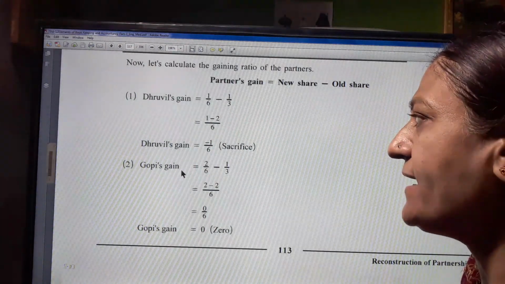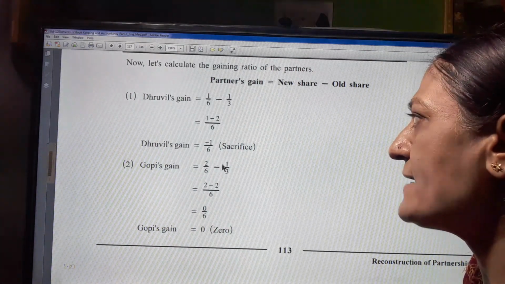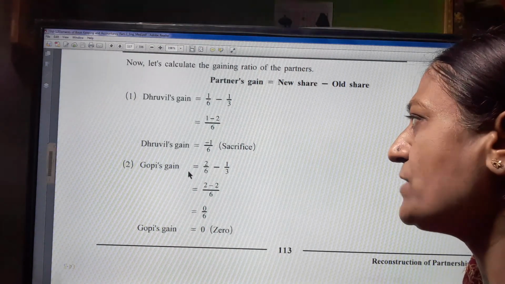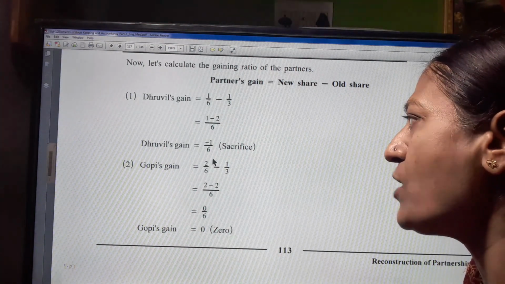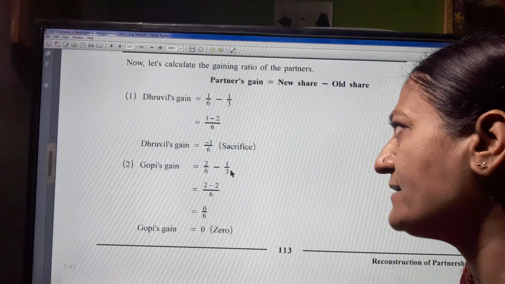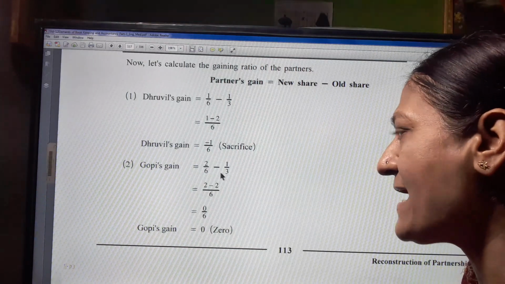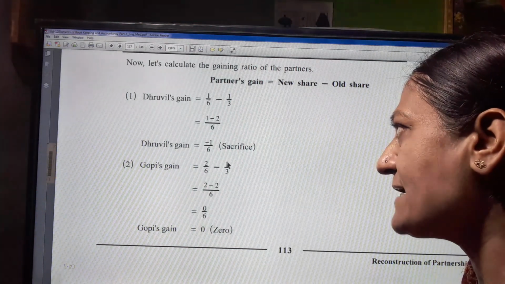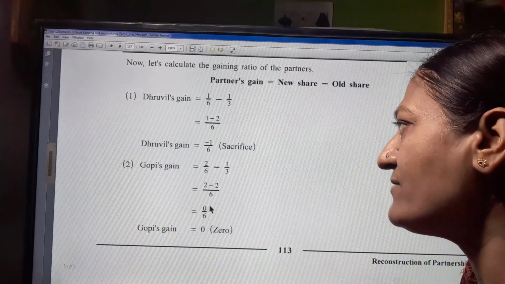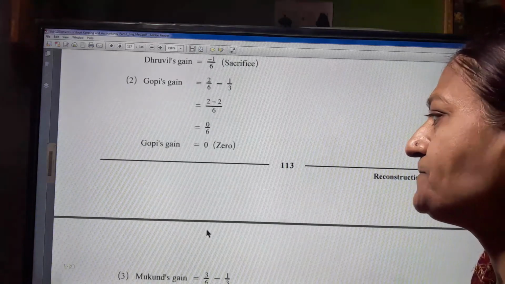Now Gopi's gain: 2/6 minus 1/3. New share minus old share. Now 6 and 3 are there, so the LCM is 6. 2/6 stays as it is. Here the denominator 6 is there. Now we make this denominator 6, so multiply by 2/2. 1/3 becomes 2/6. So 2/6 minus 2/6, and then we get 0/6. And so Gopi's gain is 0.